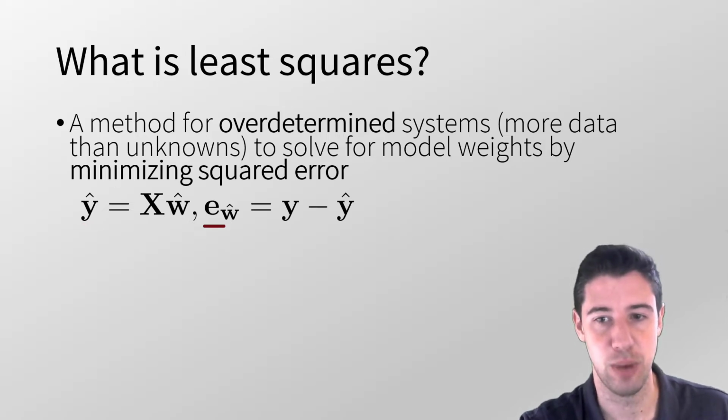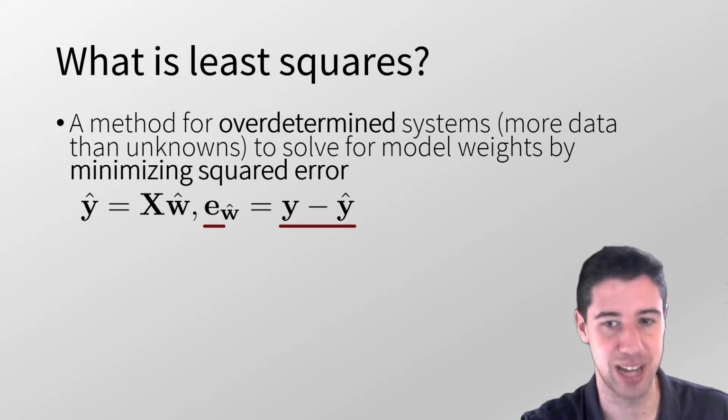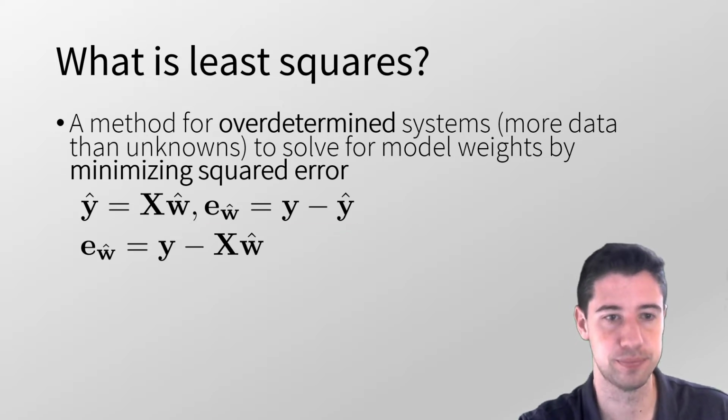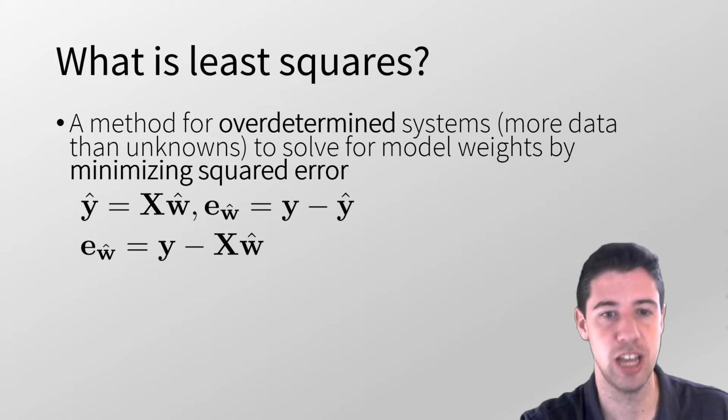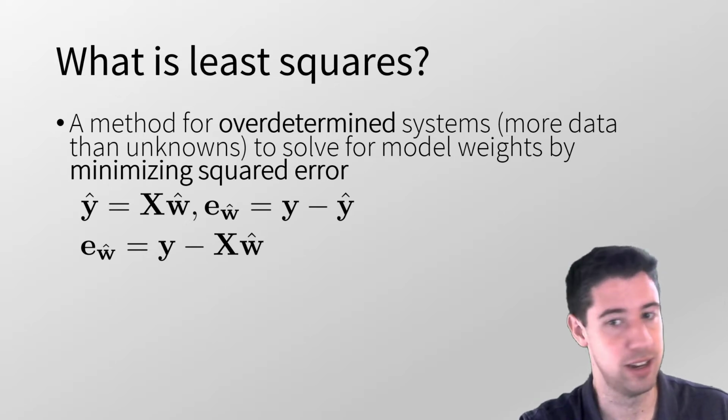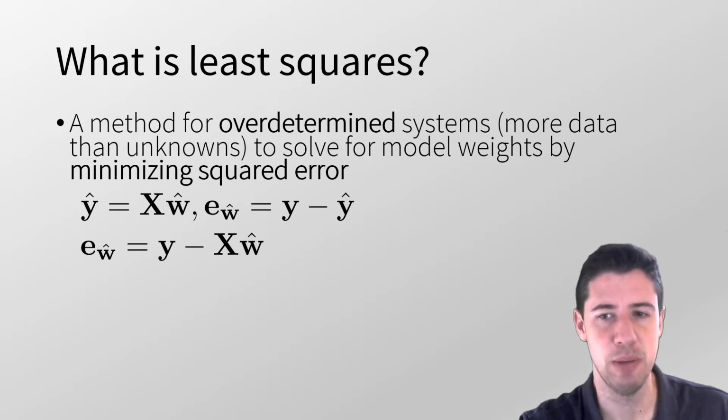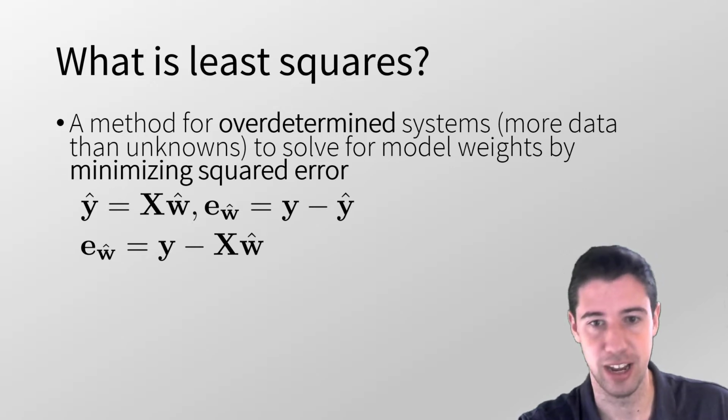The error for this weight vector e is simply the difference between our predicted output and the actual output from our data. If we substitute back in our definition of the predicted output, we can say the error is also equal to y minus x times w hat. So this error is going to be an array where each entry is the difference between the predicted and actual output. Keep in mind this difference could be positive or negative.